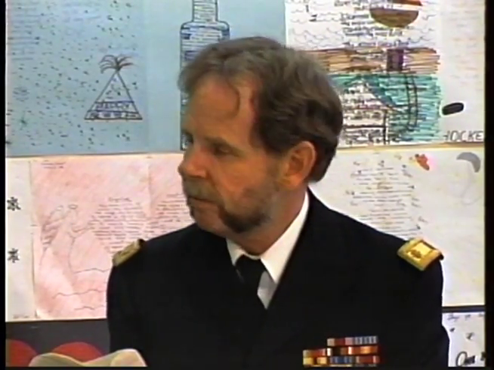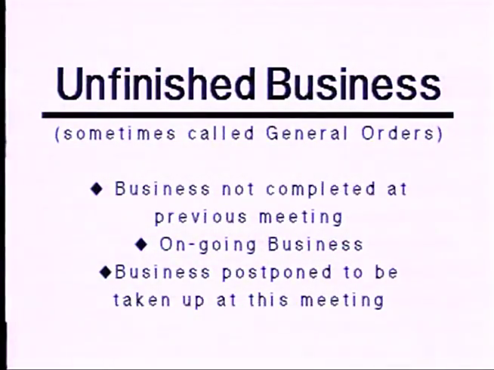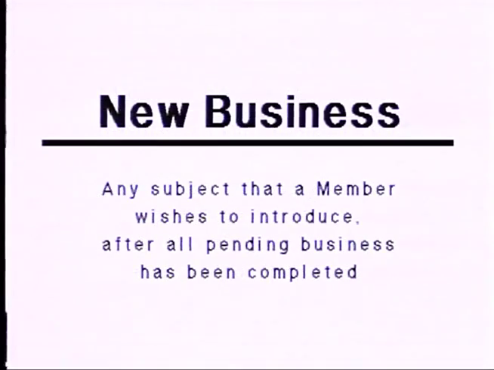Next comes unfinished business, which includes anything that was unfinished at the end of the last meeting, or that was on the agenda for the last meeting but was never taken up. Ongoing business also can be included on this list. For example, if you have a project that will take several months to carry out and that involves a number of separate steps that need to be considered separately, it would go on this list.